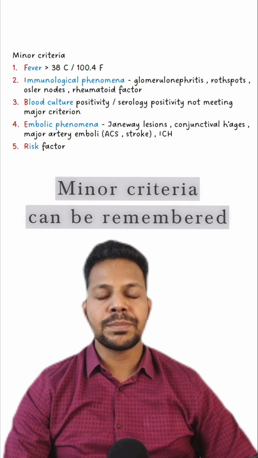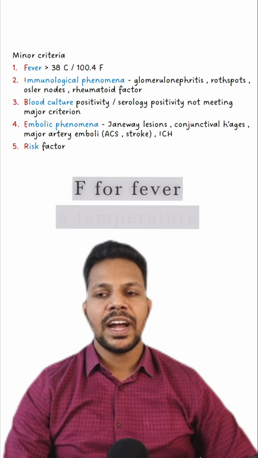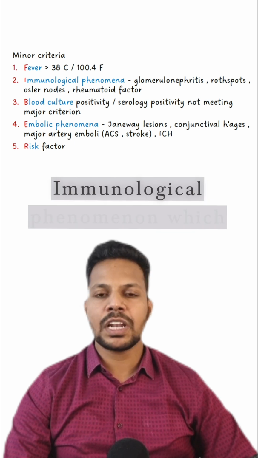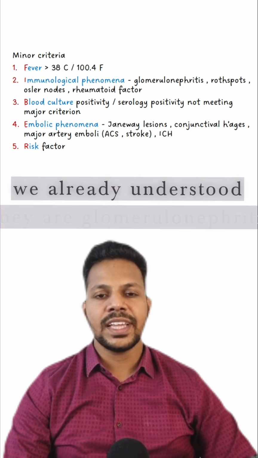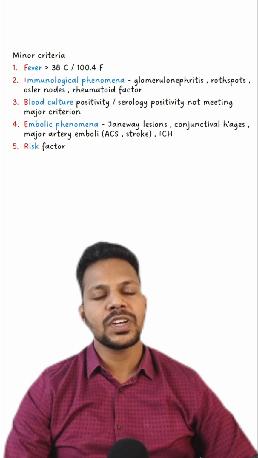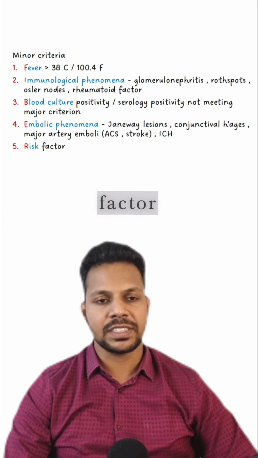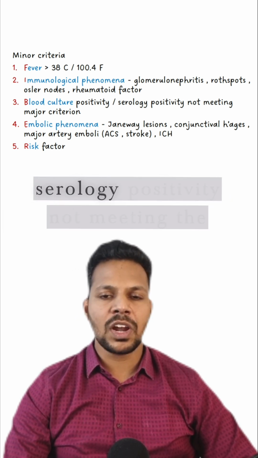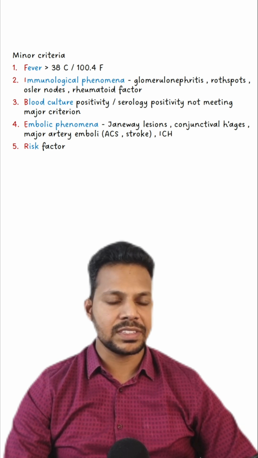Minor criteria can be remembered by using a mnemonic, FIBER. F for fever, a temperature of more than 38 degrees centigrade or 100.4 degrees Fahrenheit. I for immunological phenomenon, which we already understood: glomerulonephritis, Roth spots, Osler nodes, presence of rheumatoid factor. B for blood culture positivity or serology positivity not meeting the major criterion.